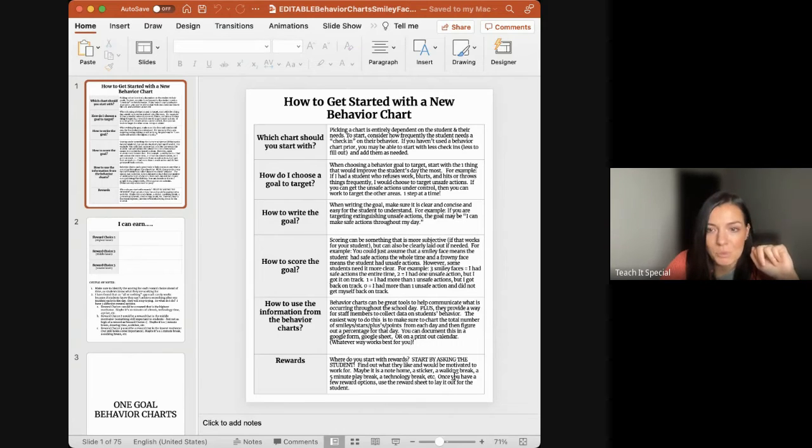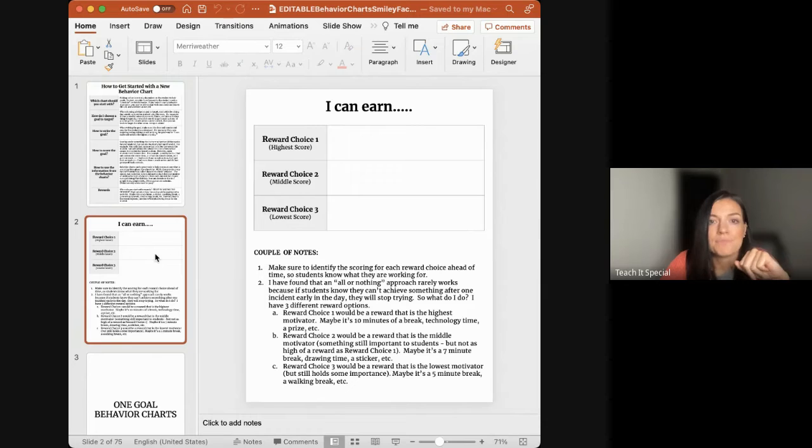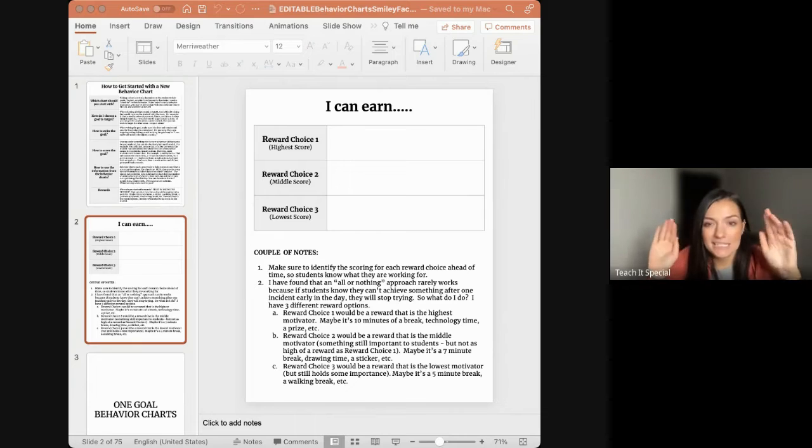Where do you start with rewards? Always start by asking the student, which we talked about a little bit earlier. The second page is also included, I can earn. A lot of times I will allow students to earn more than one reward choice, right? Because you don't always want behavior charts to be like yes or no. Sometimes they can be yes or no.